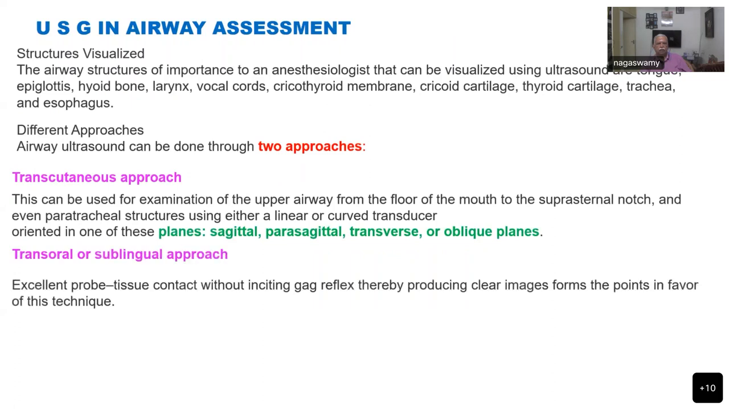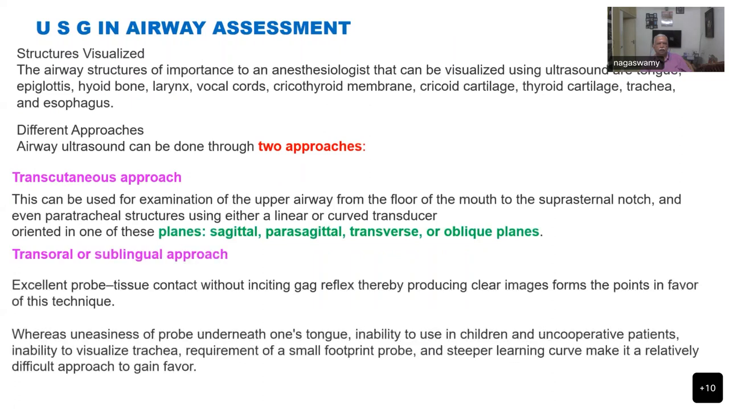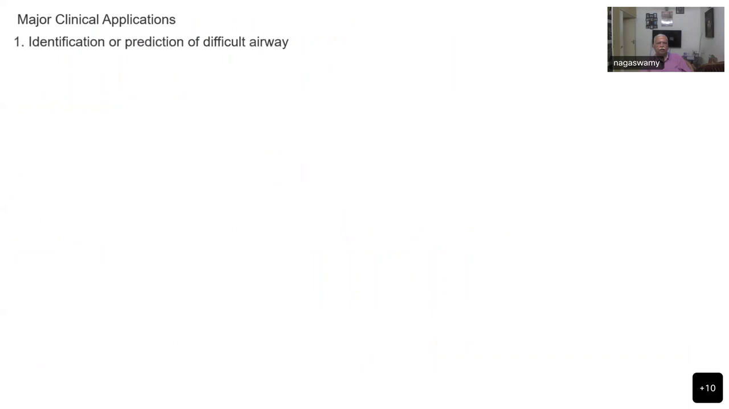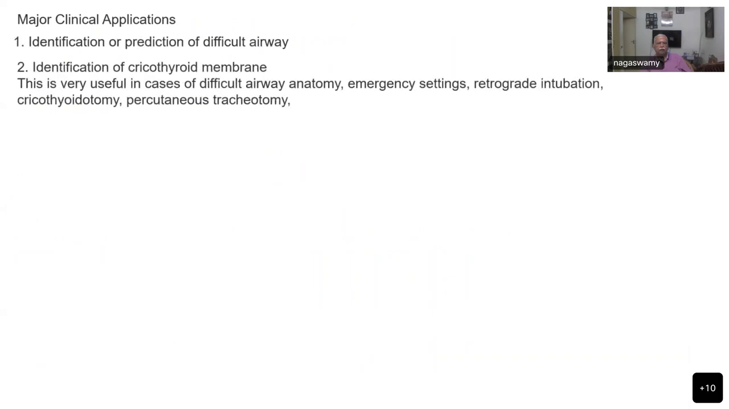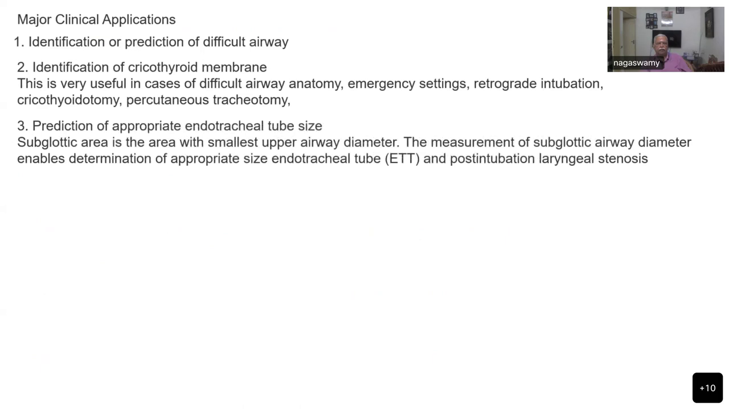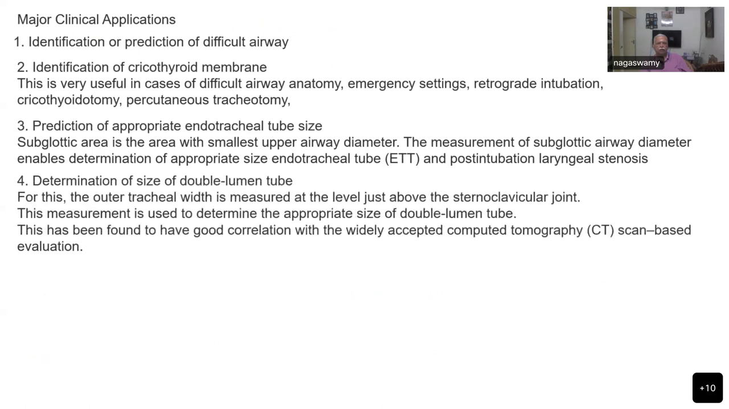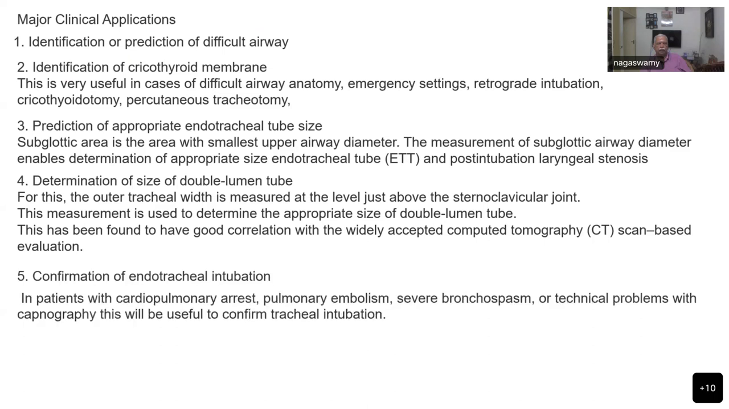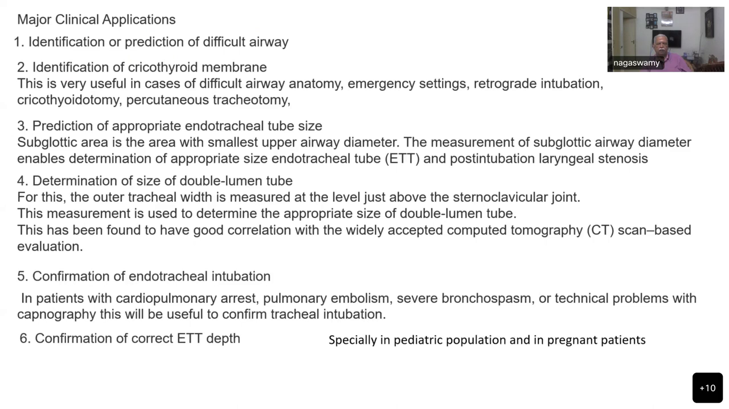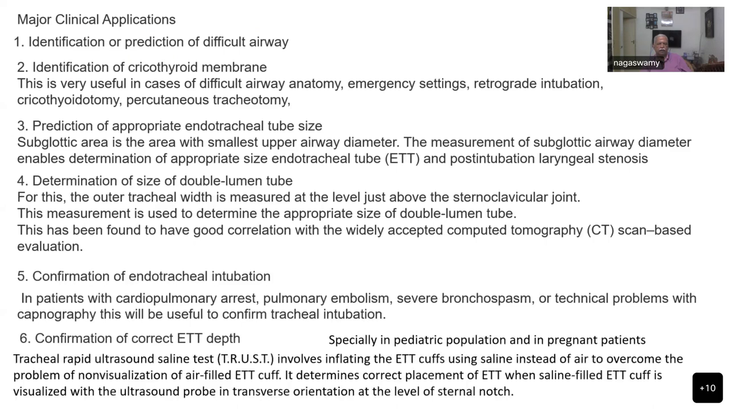Ultrasound can be used transcutaneously in parasagittal, transverse and oblique planes. Major clinical uses include identification or prediction of difficult airway, identification of the cricothyroid membrane for translaryngeal block, prediction of endotracheal tube size below the glottic level, determination of ET tube insertion, confirmation of correct ET tube depth, especially in pediatric patients, and the tracheal rapid ultrasound saline test.